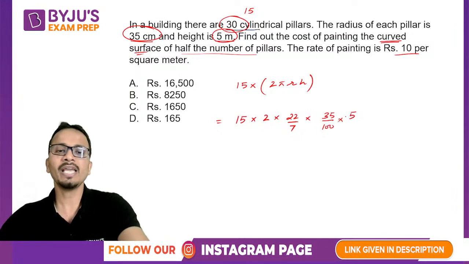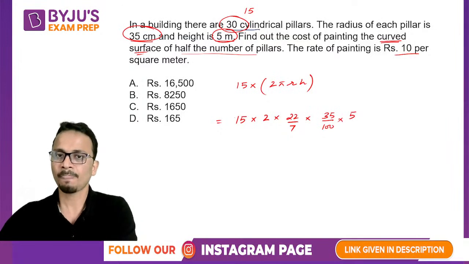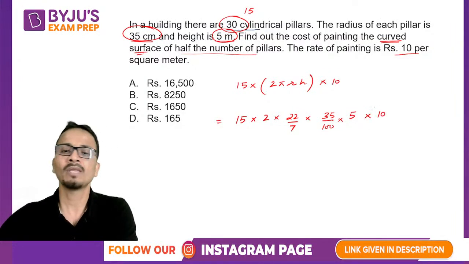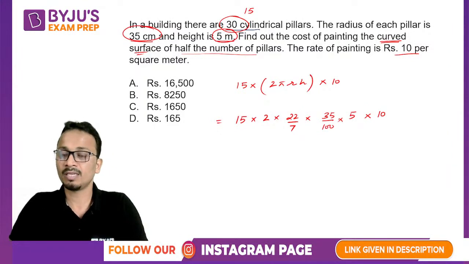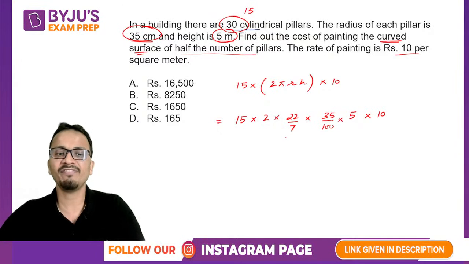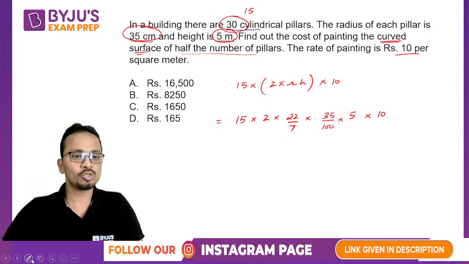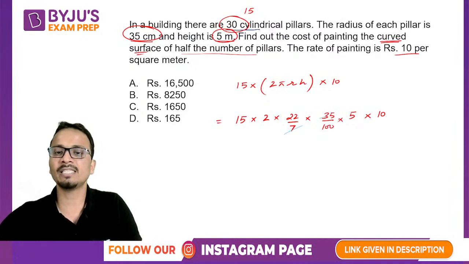So this is the area that we have to paint. Now to find out the cost, I'll multiply it by 10, which is the per square meter cost. So multiply it by 10 and this expression will give you the final answer. Now you will have to solve it very carefully. So let's solve this expression. So 7 and 35 will get cancelled. Here 5 will come.